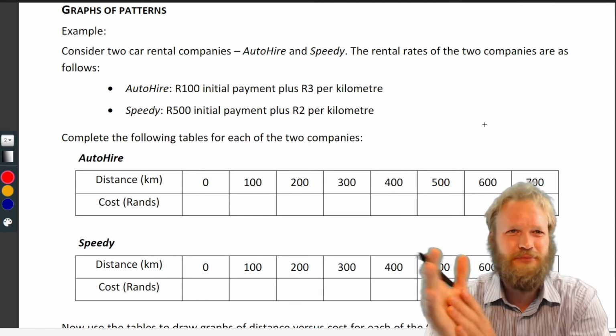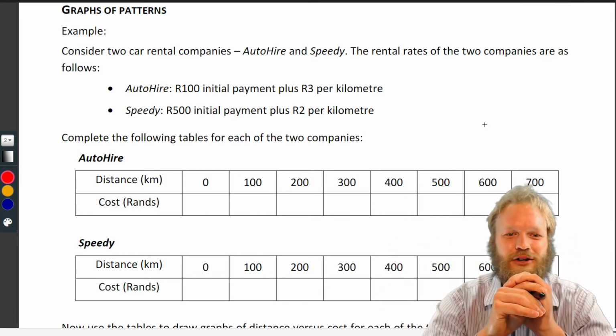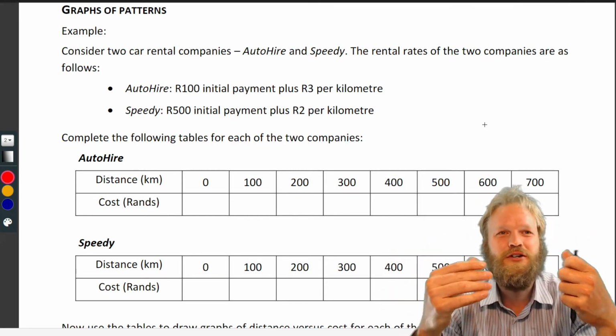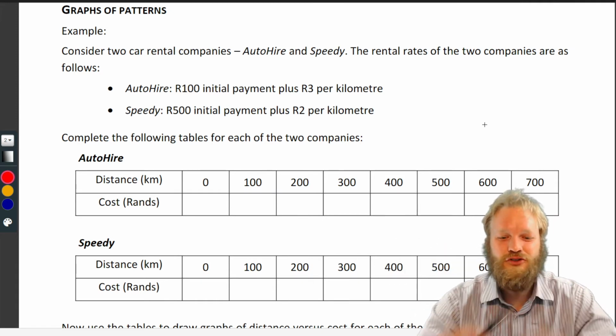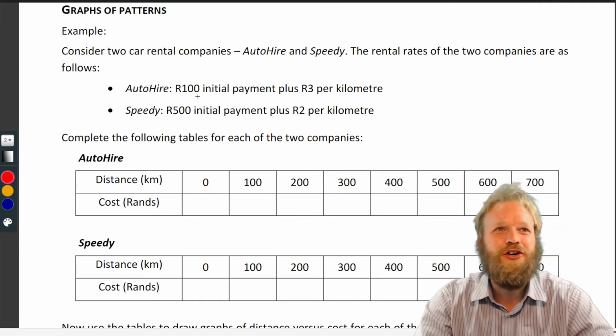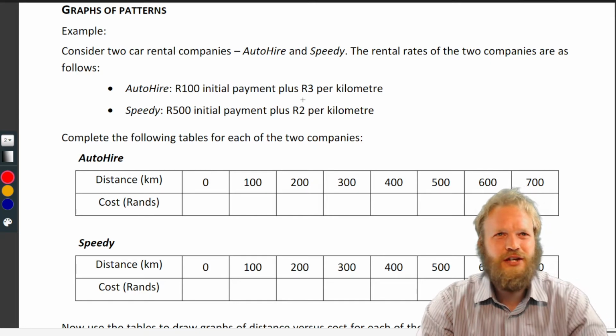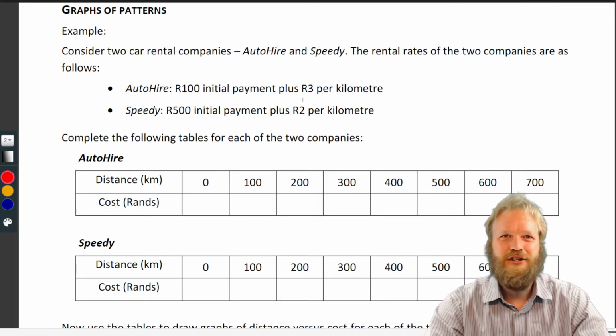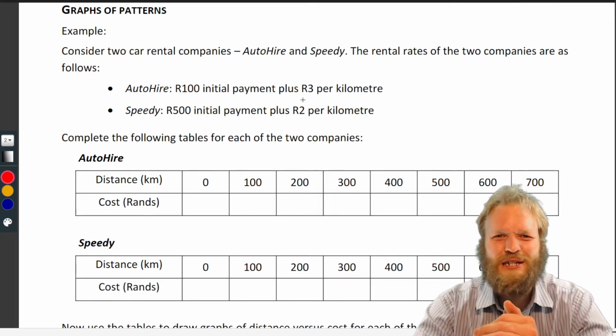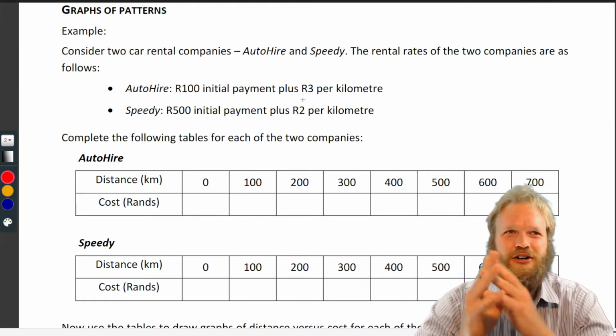We've got graphs of patterns, and we're going through this one example together today, and then you're going to work through this today and tomorrow. So, our example, we're considering two car rental companies. We've got Auto Hire and we've got Speedy. Rental rates are shown as follows.